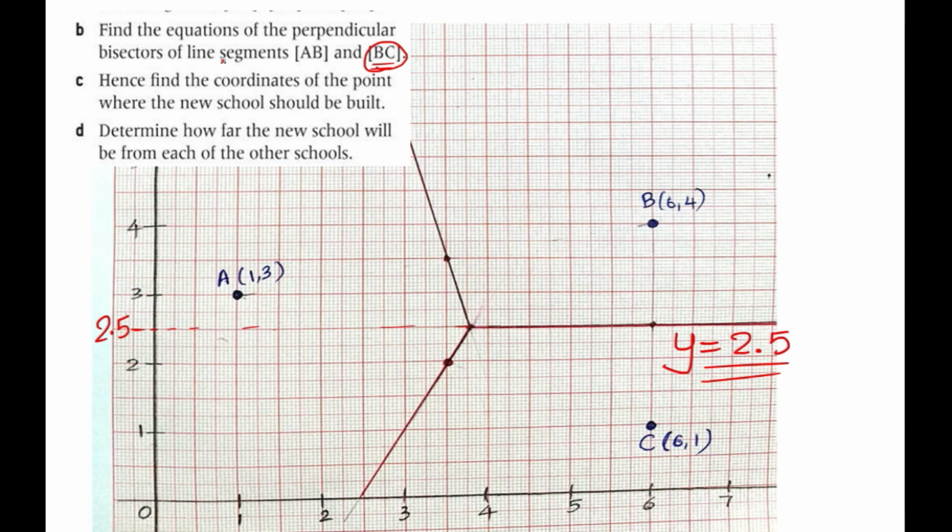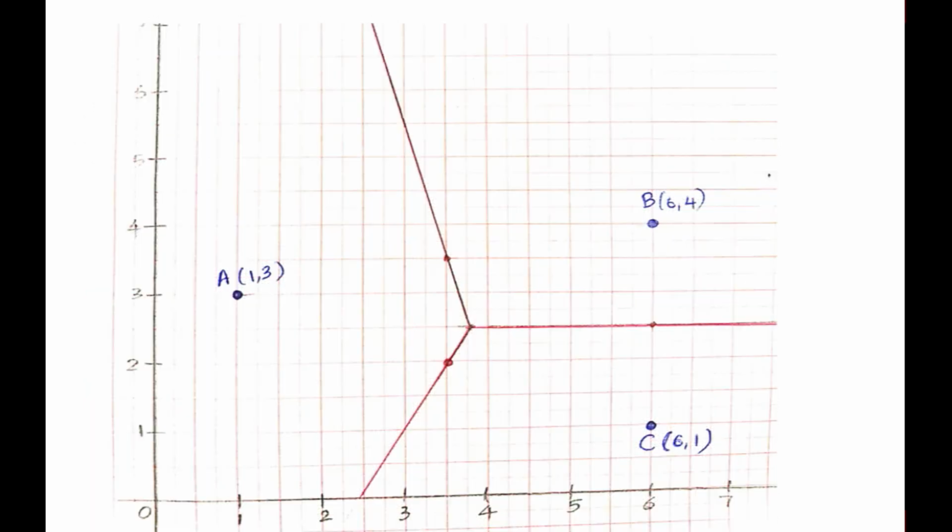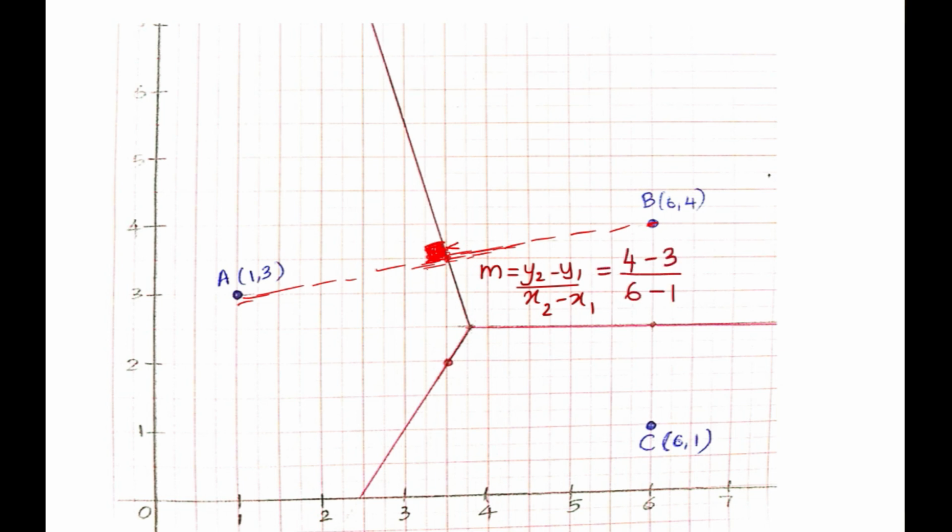Now the next part is the perpendicular bisector of the line segment AB. Now as discussed in the beginning in the prior knowledge section, you have to know the gradient m and a point on the line to find the straight line equation. From the given 2 points, let me find the gradient of this line, which is m equal to y2 minus y1 over x2 minus x1, giving me 4 minus 3 over 6 minus 1, which is 1 by 5.